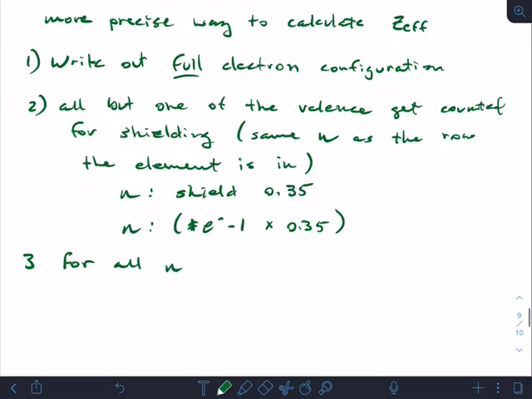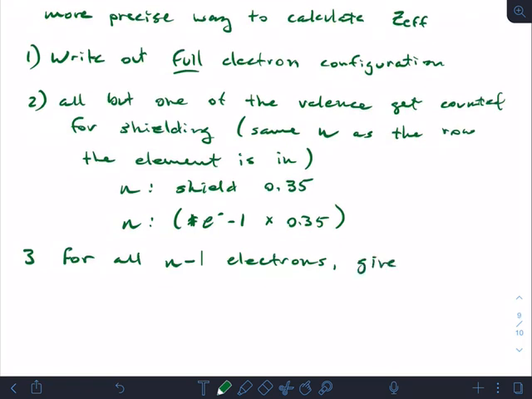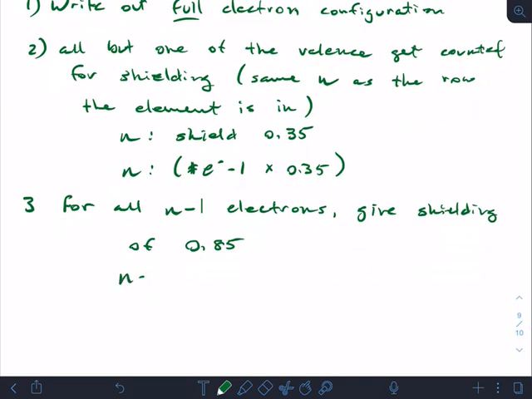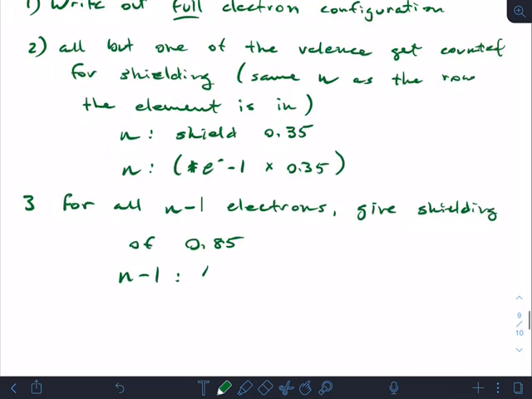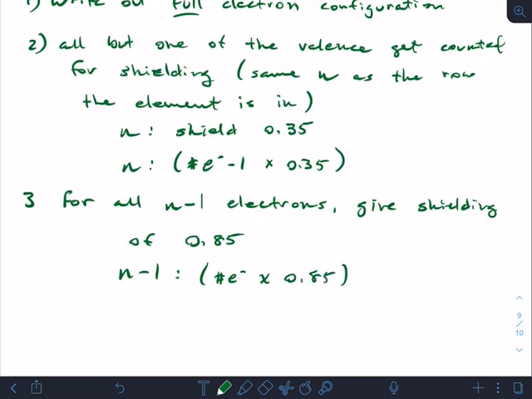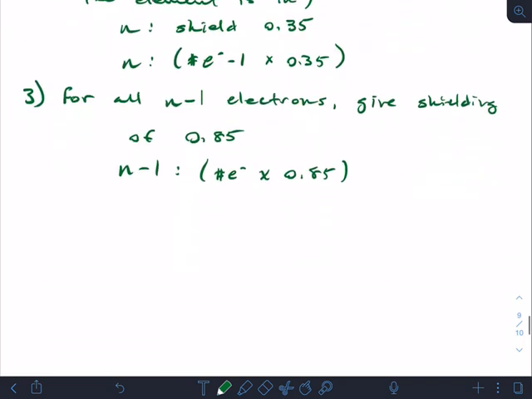Okay, so part 3 here is that for all electrons in the n minus 1 value, all for the n minus 1 electrons, we give a shielding of 0.85. The idea here is that as we get closer to the nucleus, as the n value goes down, the electrons closer to the nucleus shield more. So for n minus 1, we say the number of electrons in that n minus 1 value times 0.85. Okay, so that's part 3.